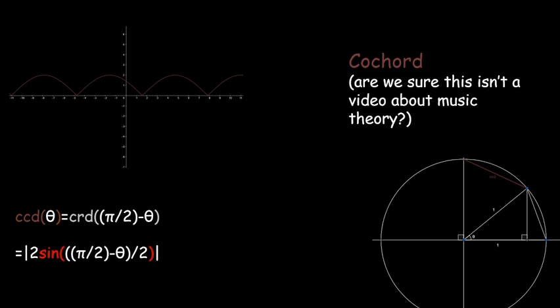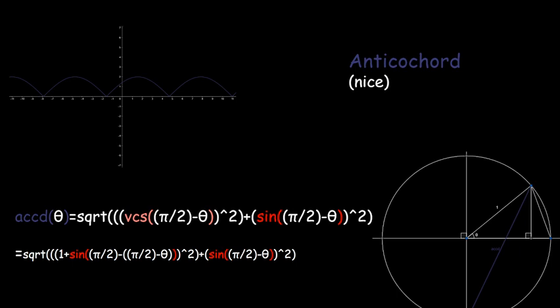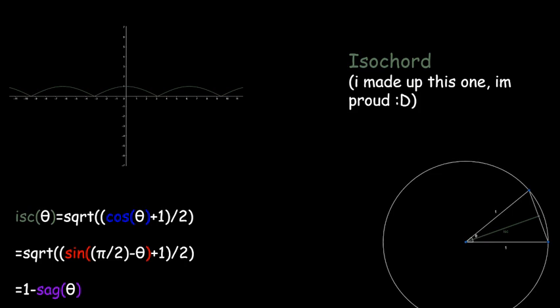The cochord is literally just the chord, but the complementary angle. Yay. Anyways, it's also the absolute value of 2 sine, blah blah blah, we don't care. The anticochord, more cosine and more sine, more pi. Yeah, it's just the chord, but connected to the bottom point.